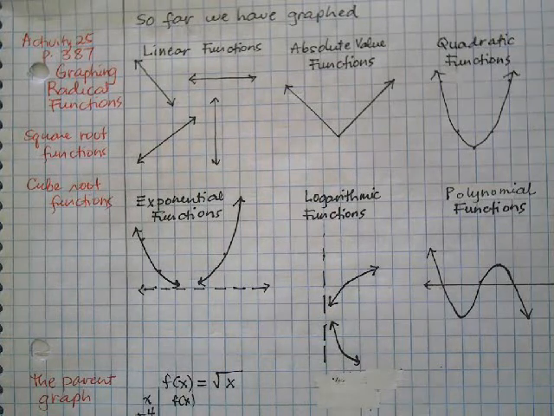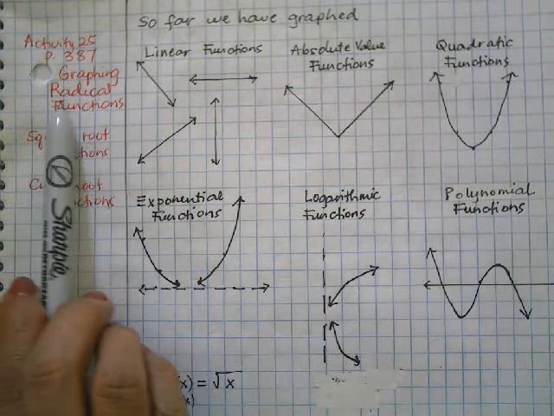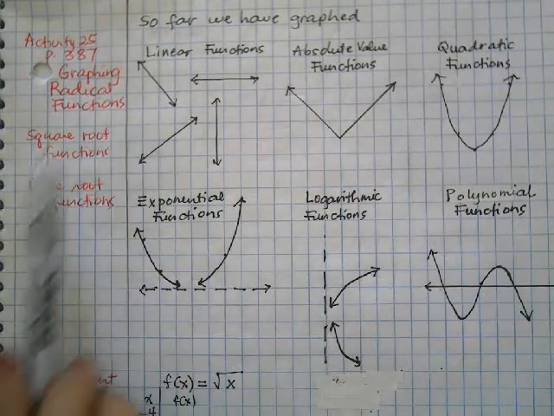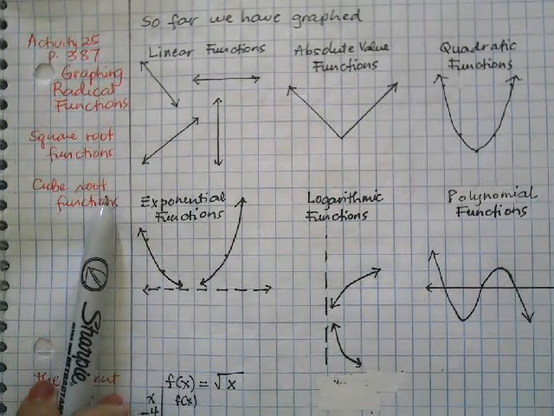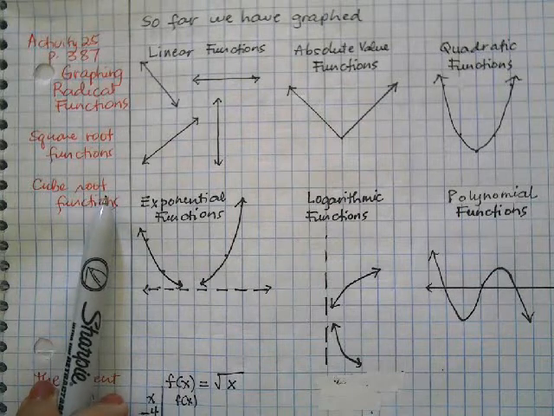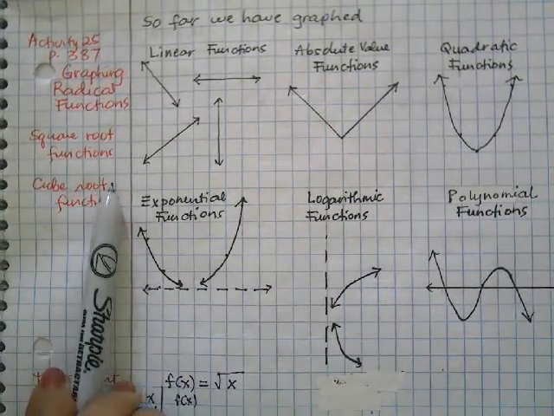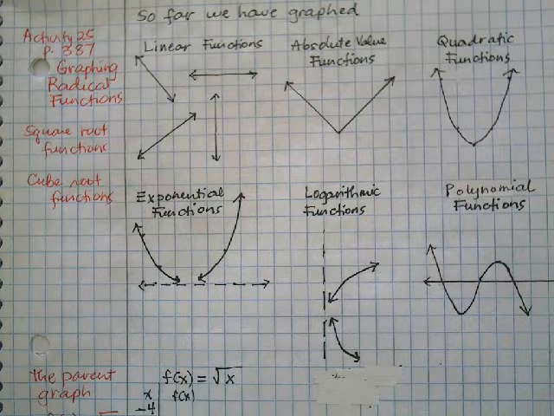Hello, welcome back. So in today's video lessons, we're going to study how to graph radical functions. Okay, radicals. If you remember, radicals are square root, cube root, fourth root, fifth root. But for our lesson, we're just going to study square root and cube root functions. So this is activity 25, page 387 of your book.